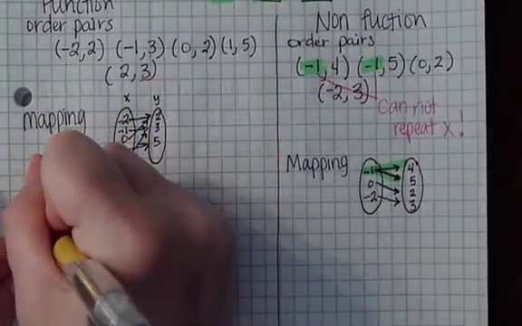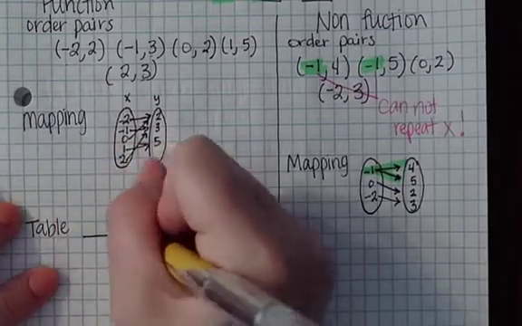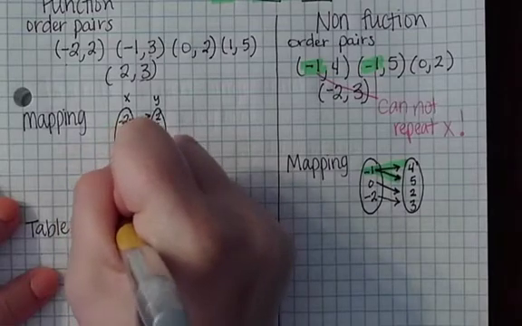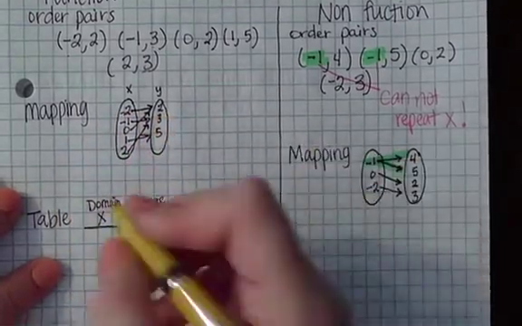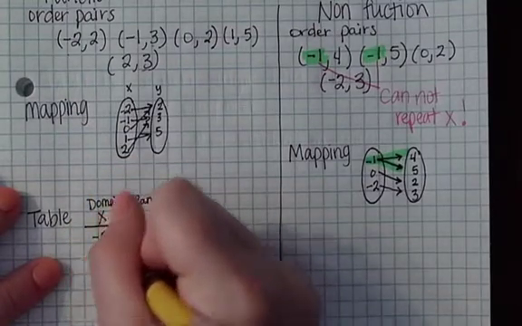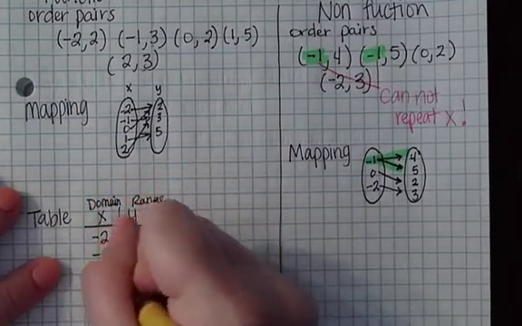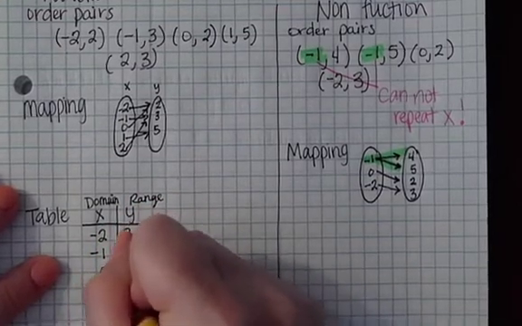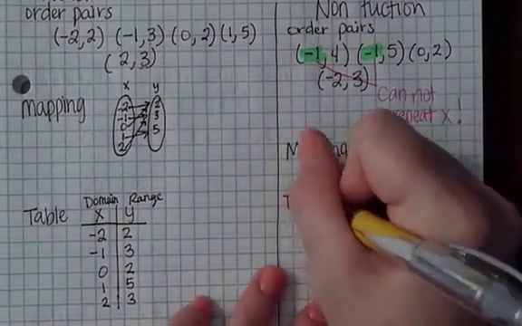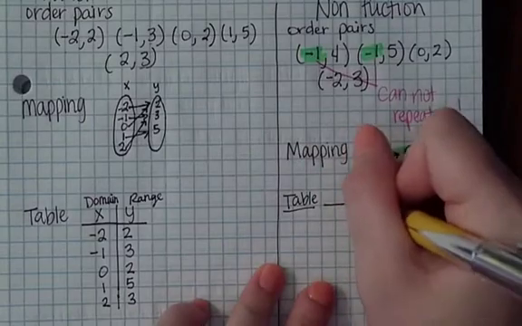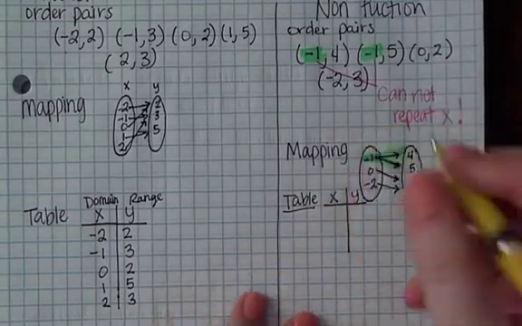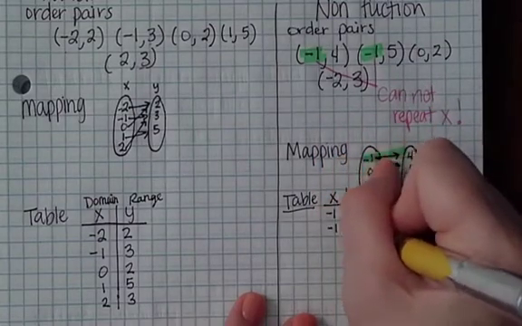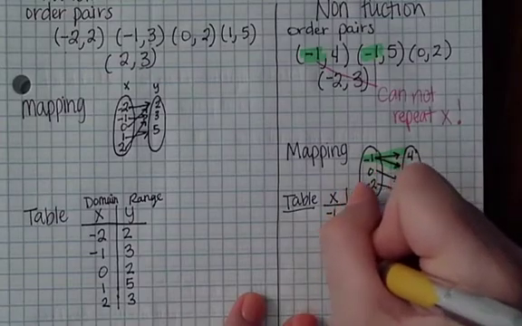let's look at the table. X, Y, you could also call it domain, range. So -2, -1, -2, 2, -1, 3, 0, 2, 1, 5, 2, 3. I'm going to squeeze that in there because I need room for my graph. So then I'm going to use these same points, -1, 4, -1, 5, 0, 2, -2, 3.